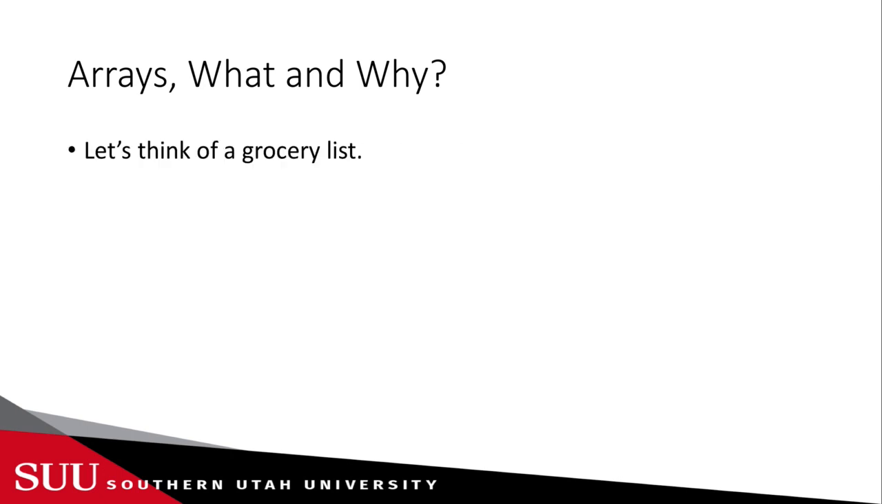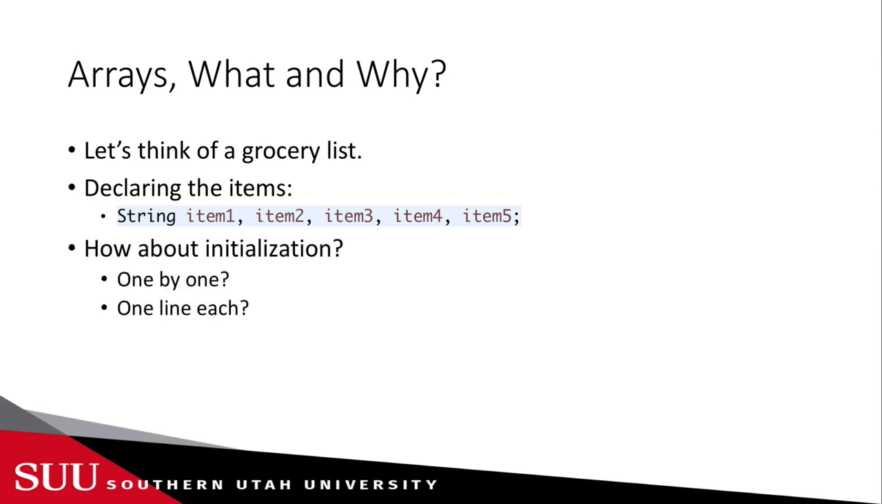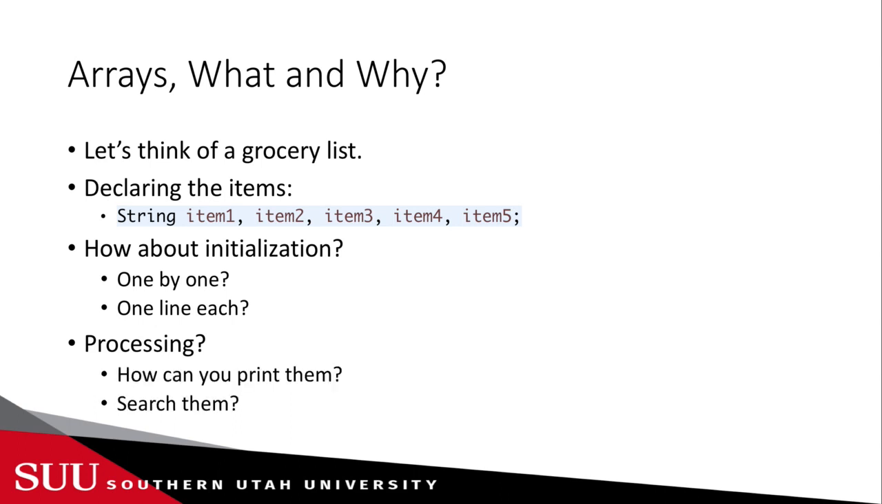So let's think of a grocery list. Declaring the items might not be a problem. So string, and then I have item 1, item 2, 3, throughout n, which is going to be the number of my items. Now when I want to initialize those, I will go one by one, so probably one line each. But then when I want to process them, let's say I want to print my list, or better yet, I want to search my list to see if I have this item in my list or not.